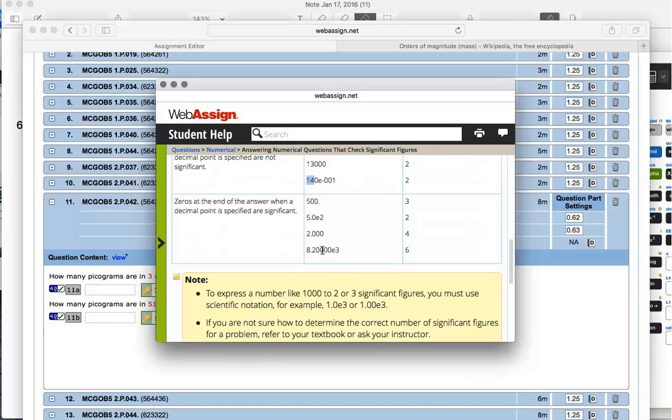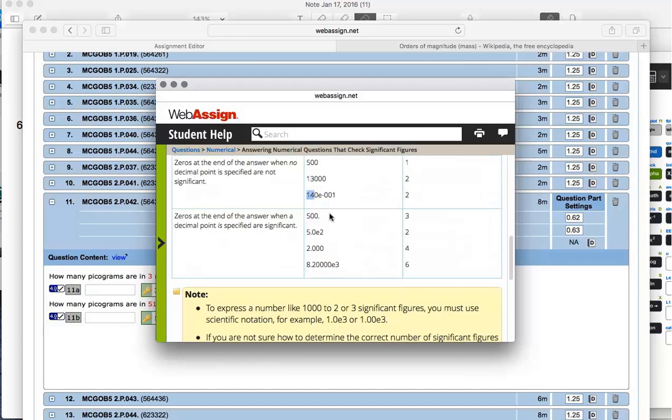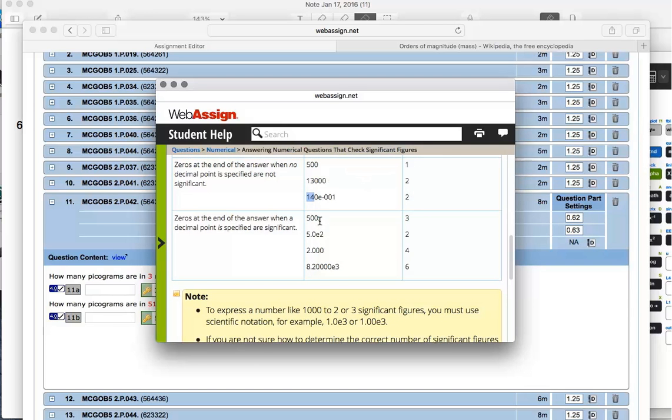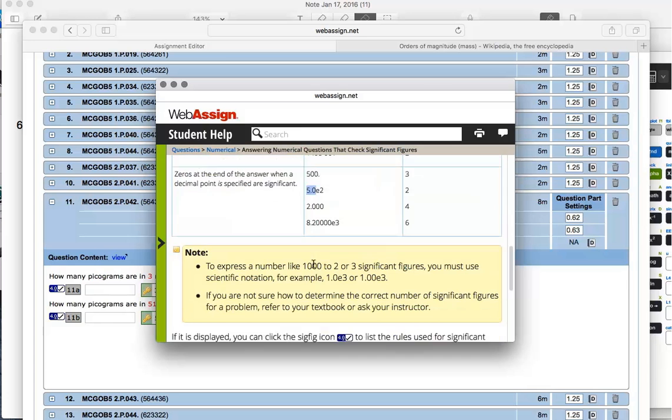If, however, and this is what many computers do, it's different than the way we write, zeros at the end of an answer when there's a decimal point are significant. So 500, in contrast to having 1 here, if you put a little dot, that's how you tell the computer that these numbers written not in scientific notation are significant. 5.0, just like we do, written in scientific notation, times 10 to the second is 2. This is 4 because these zeros are to the right of the decimal. And this is 6 also because those are right of an integer and right of a decimal.